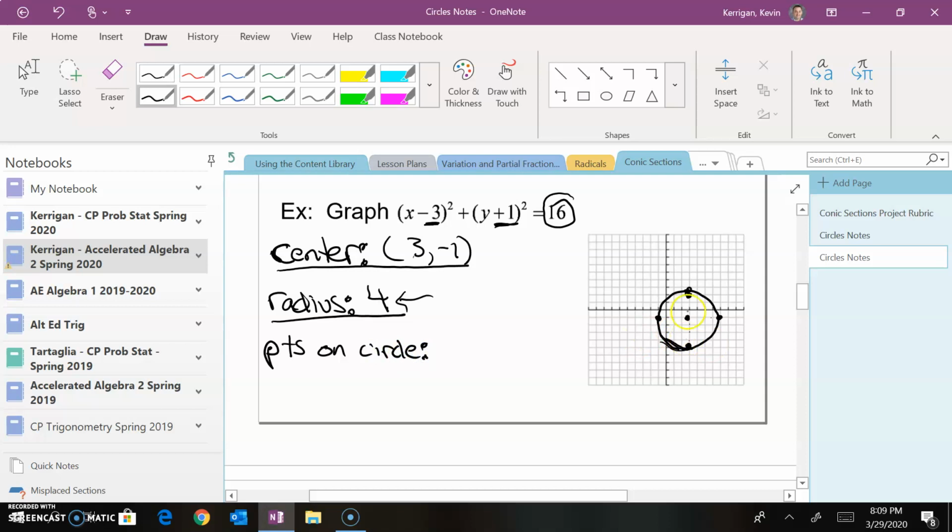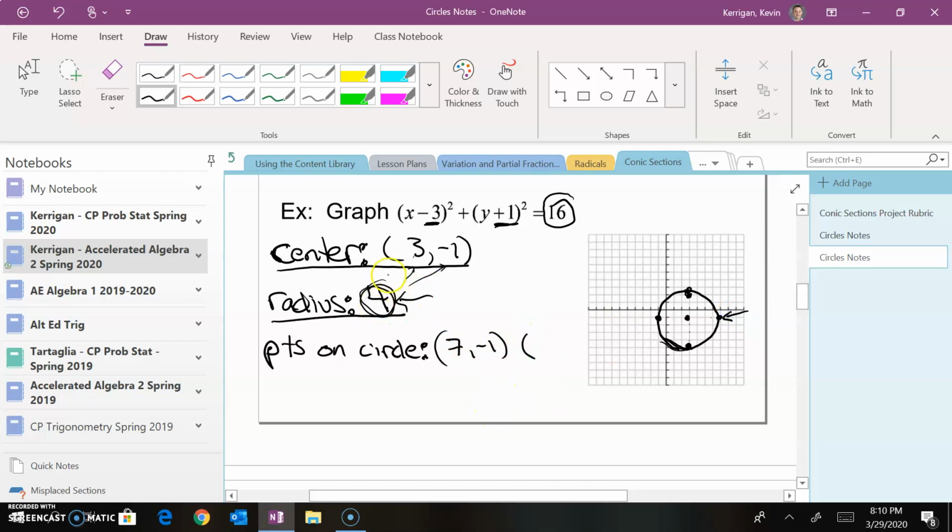Okay. Now, the easiest way to do this is, whatever the radius is, you can just count and look at those 4 points. Or what you can do is, from the center, just add and subtract whatever the radius is to the x value and then also to the y value of your center. So if I just start with the x values, if I add 4 to that, I'm going to get 7, -1, which is this point right here.